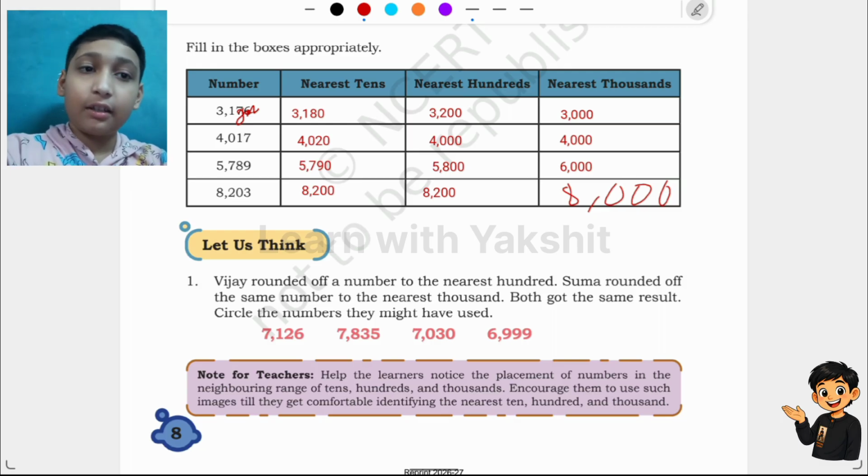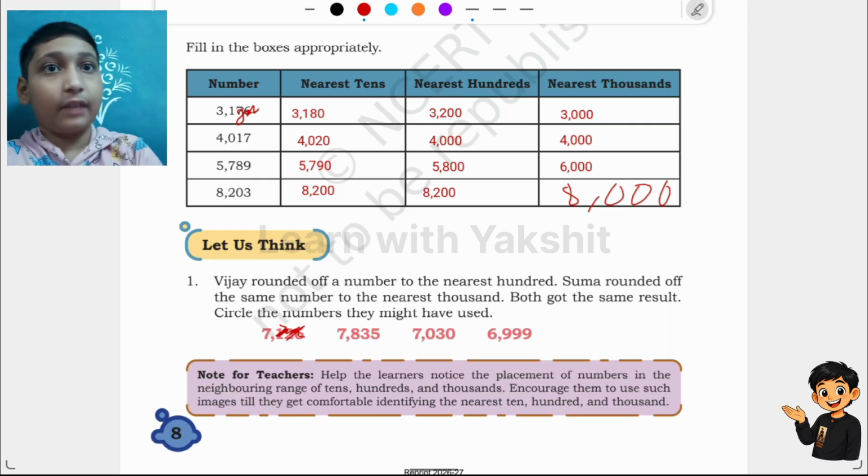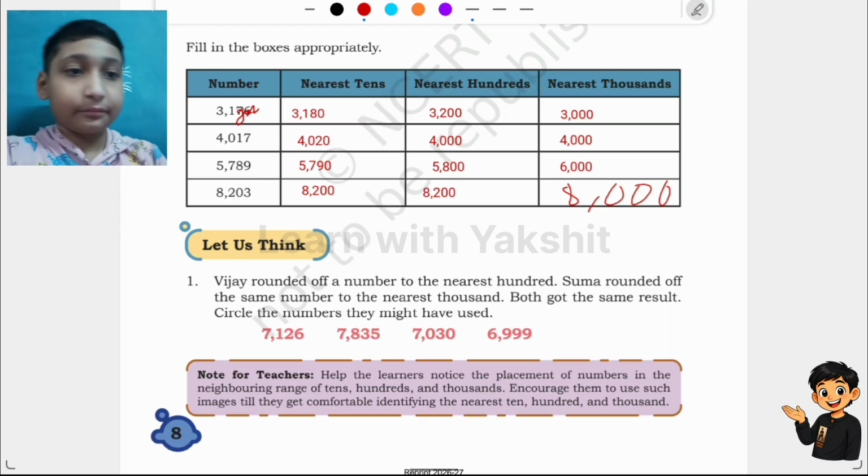In the next one, we can see the thousands. With thousands, it's less than 1500, so we'll cut all these three numbers and it's 7000. Different. This one is less than 7850. We'll cut these two digits and replace them with a zero.